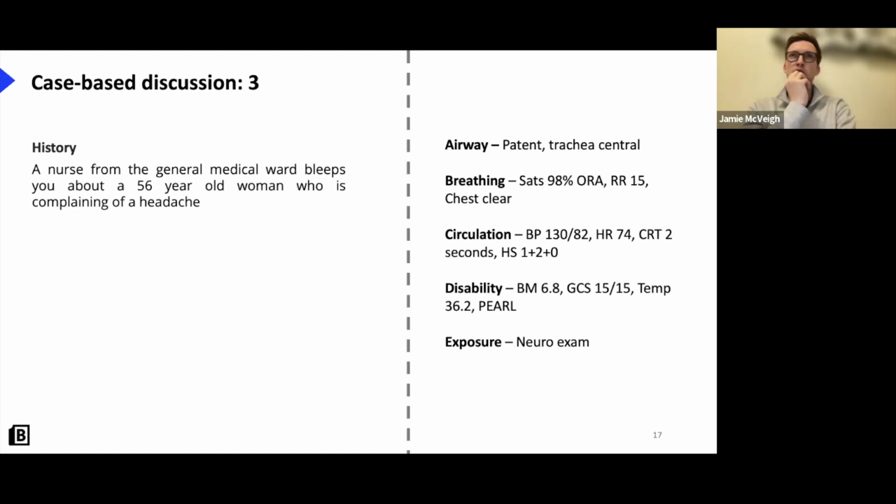Now, what do we want to know more in the history that might tease us into a diagnosis? Very good, watery eyes. So she doesn't, but that would make you think about a cluster headache. Fantastic. Any others? Yeah, photophobia, very good. She doesn't have photophobia, and actually doesn't have any visual changes either. Okay.